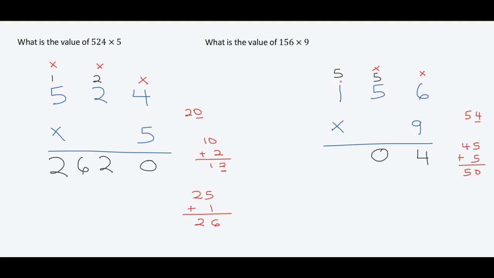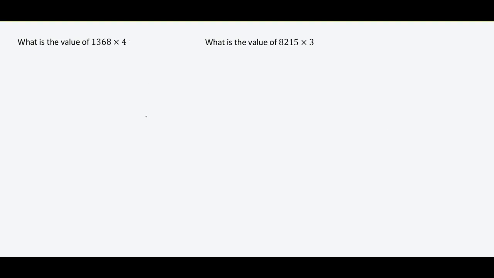Now we go over to that column. 1 multiplied by 9, that is 9. You add the 5, you have 14. And so that is the answer to this problem. And then finally, we will look at 4-digit examples.